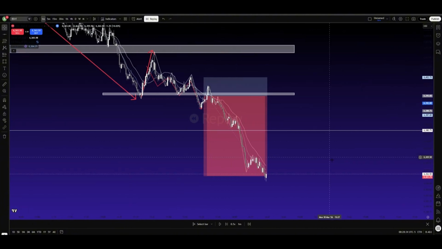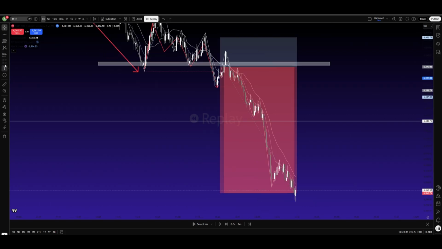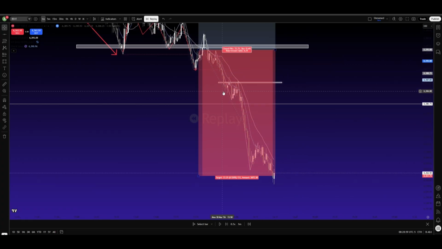We started kind of rallying right here, and it was somewhere around here that I marked up this zone. My idea was that if price broke above here, then I'd be looking to exit. I mean, I already had my stops at break even anyways, but no, we rejected it pretty nicely. Price did what it wanted to. It was a bearish afternoon. 33 points on the ES, and it was a nice $1,500 profit.